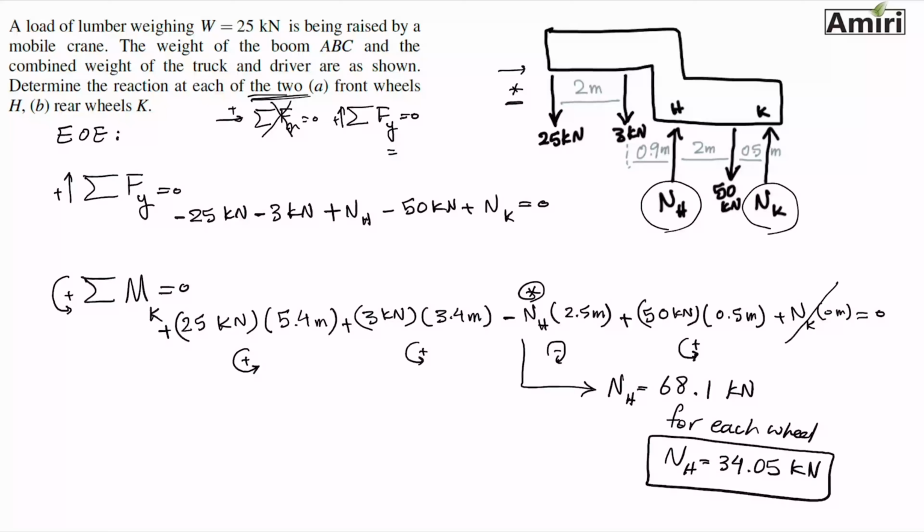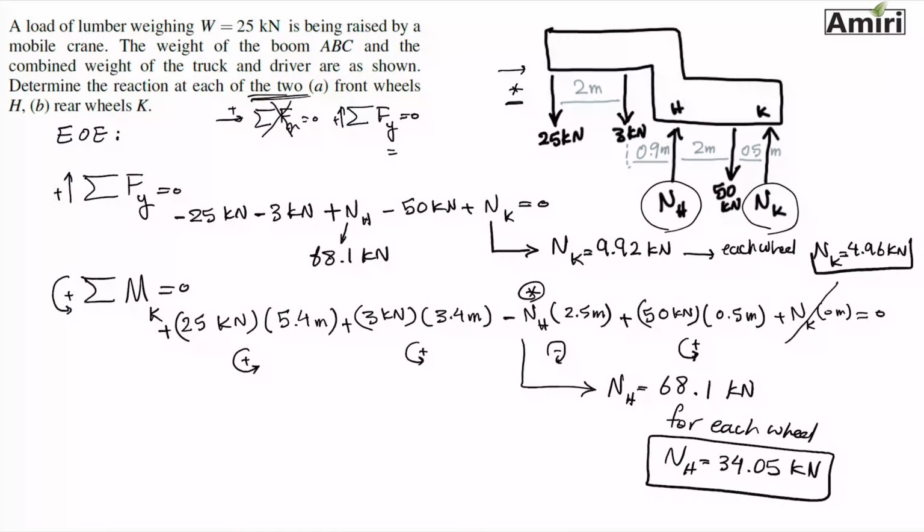So now if I put N H of 68.1 in this equation, I should be able to find my N K, again, for 2 wheels. And that is going to be 9.92 kilonewtons. For each wheel, it will be 4.96 kilonewtons.